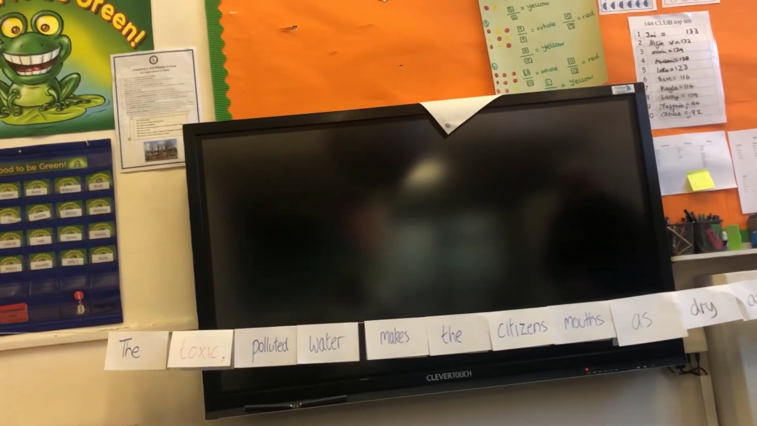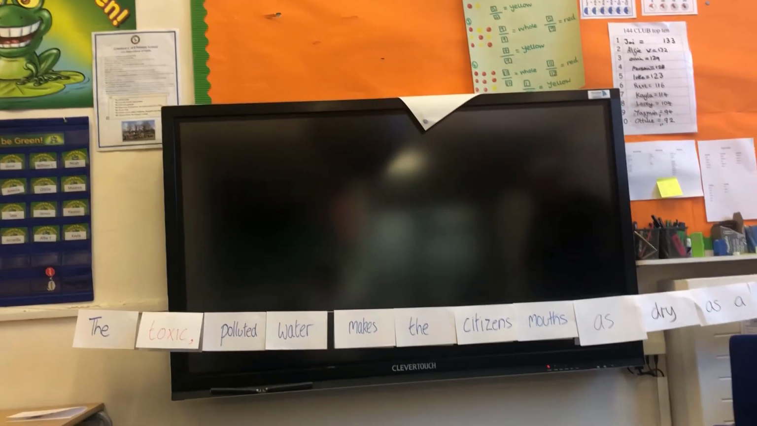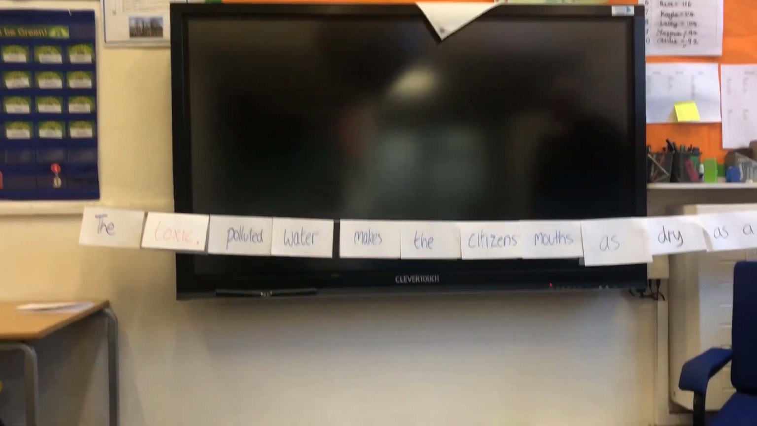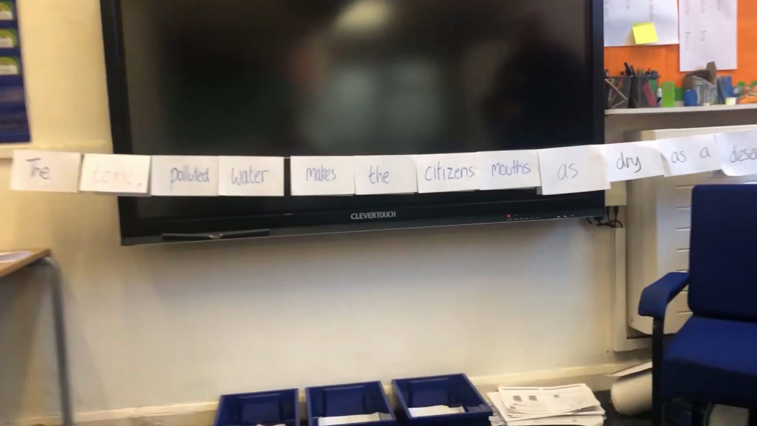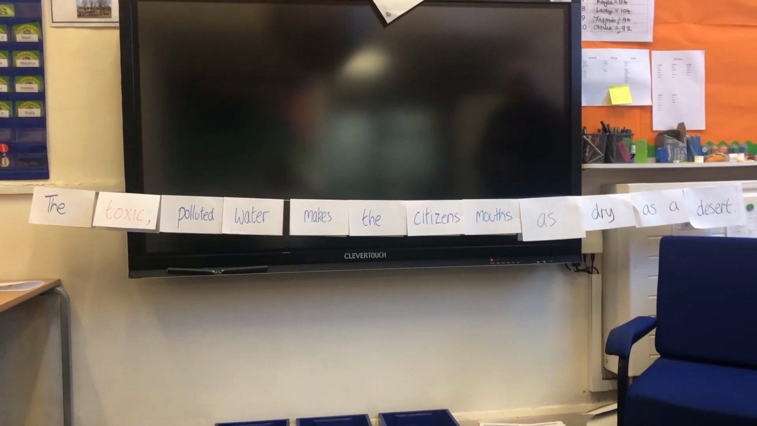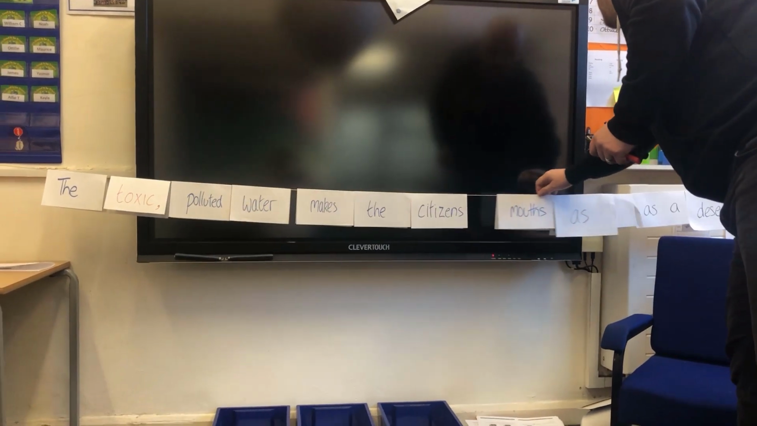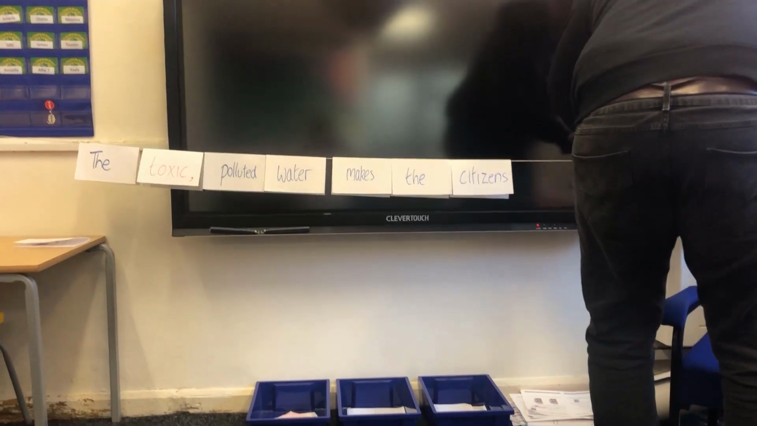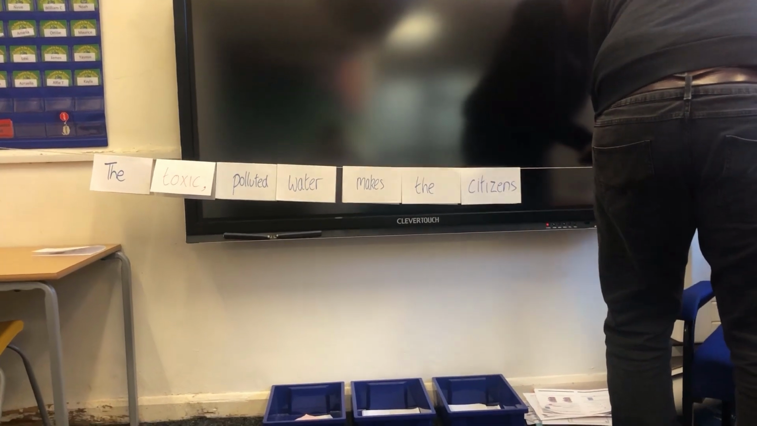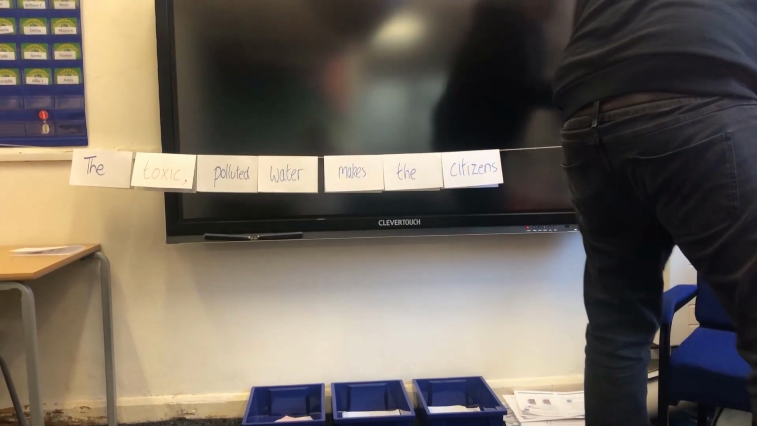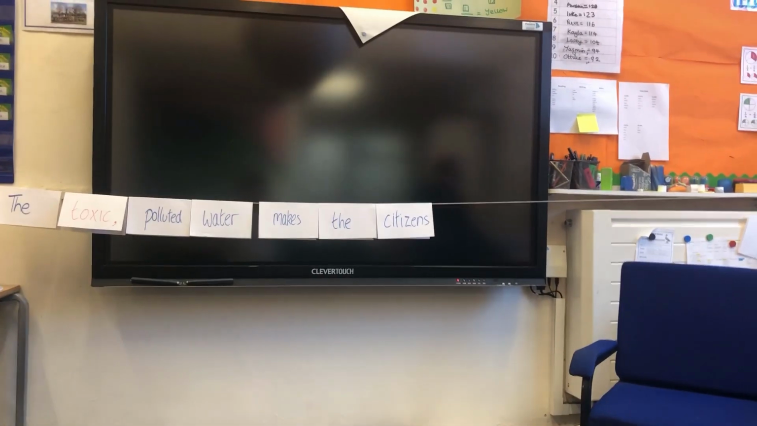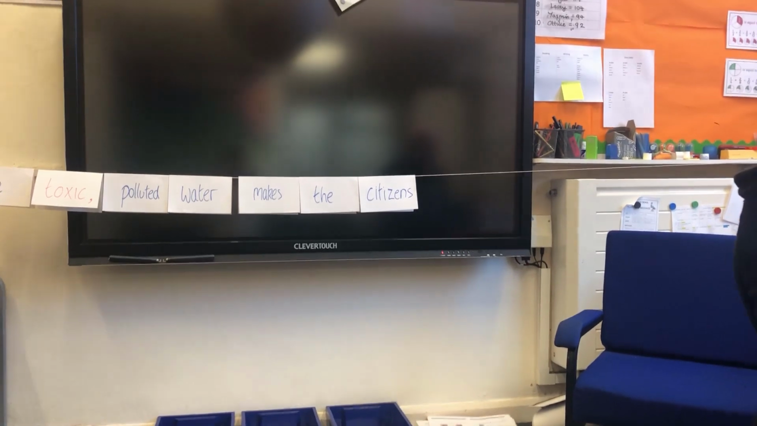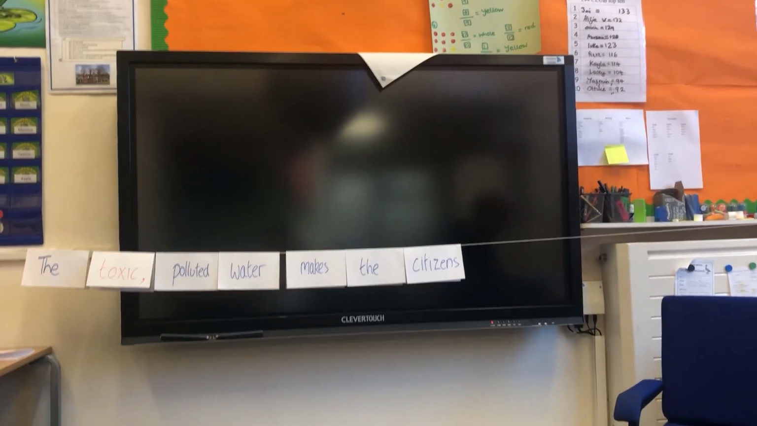So the toxic, polluted water makes the citizen's mouth as dry as a desert. Fantastic use of figurative language. Lower key stage 2, but we're upper key stage 2. So the toxic, polluted water makes the citizens parched. I'm going to get rid of all of these if you don't mind, Noah, and I'm going to put it in purple. The toxic, polluted water makes the citizens parched.